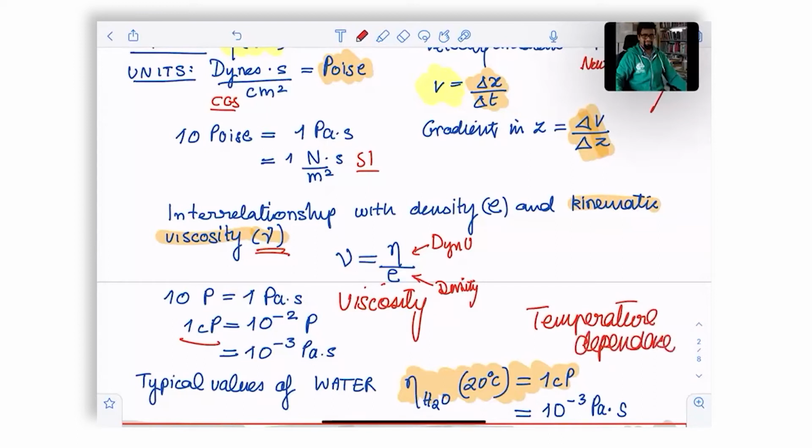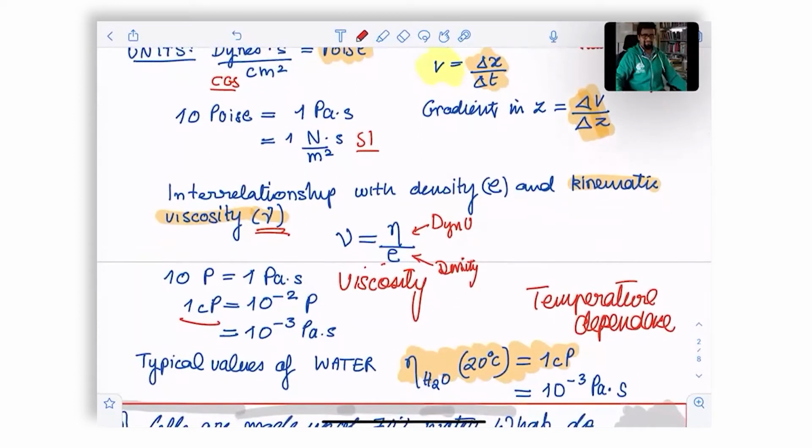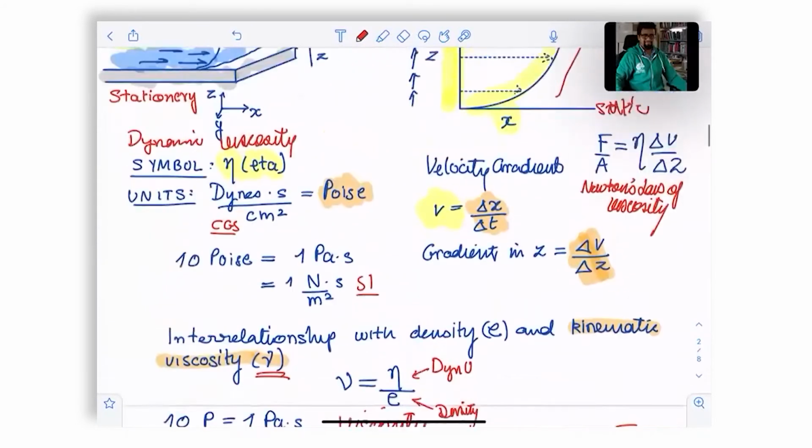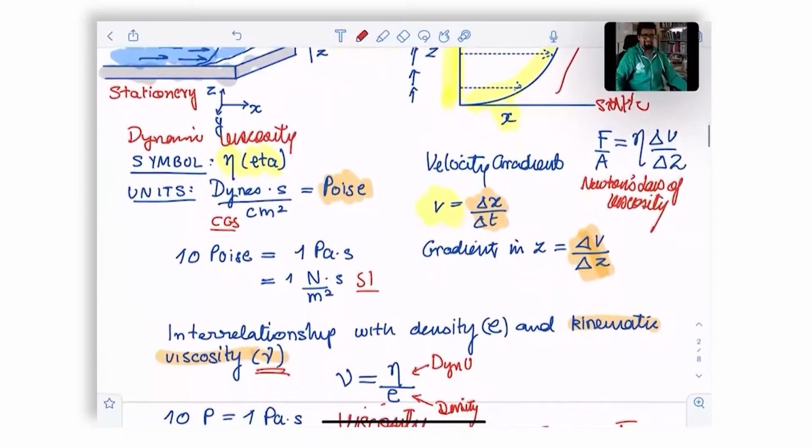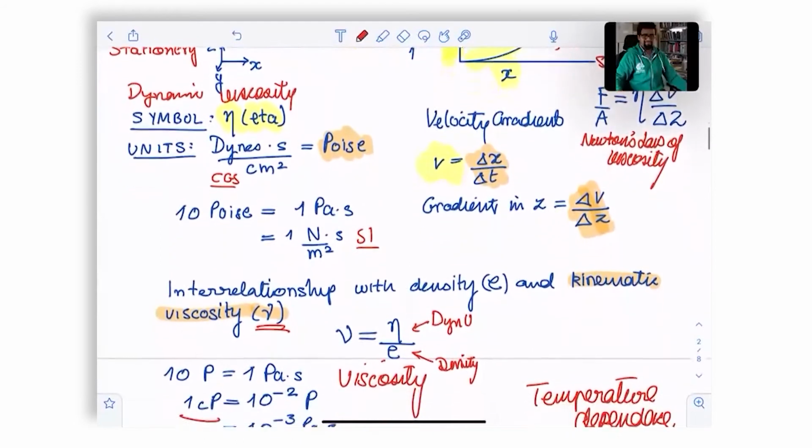Which means that when we report viscosity, we can't just say the viscosity is 1 centipoise or 10 to the power minus 3 Pascal second. We must also say at what temperature this was measured. And this measurement of 1 centipoise or 10 to the power minus 3 Pascal second is a value reported at 20 degrees Celsius. So just to recap, viscosity is the proportionality constant between the stress and the velocity gradient.